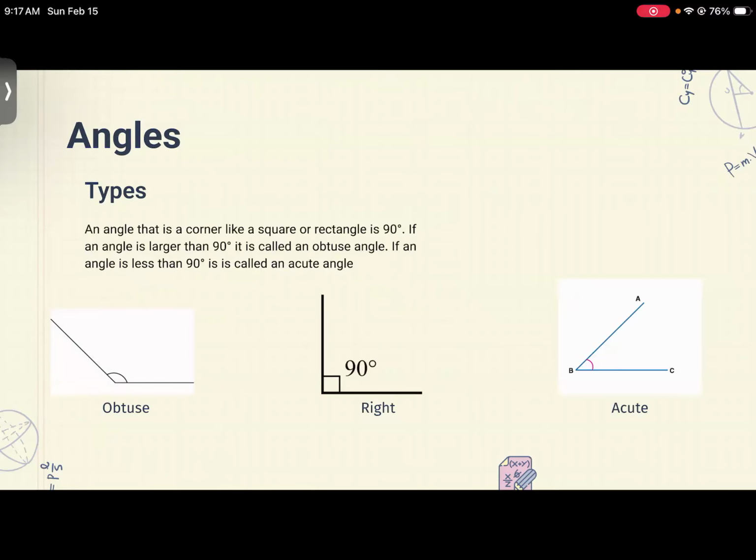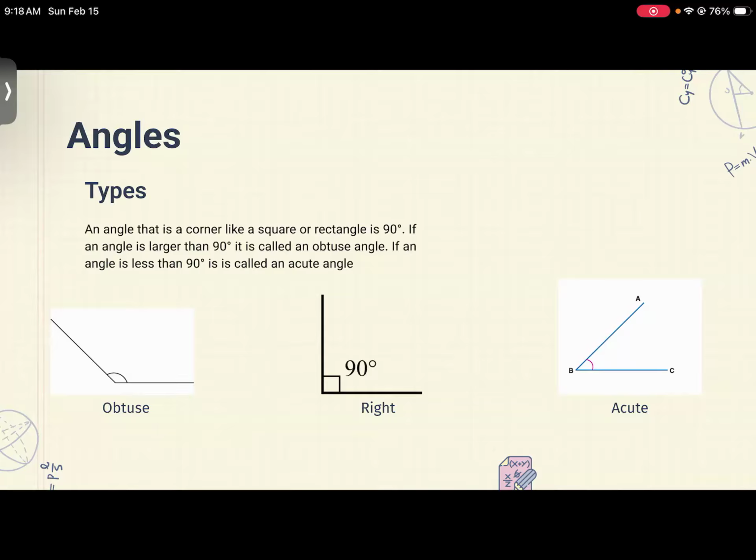And now the types of angles. An angle that is a corner, like a square or rectangle, is 90 degrees. If an angle is larger than 90 degrees, it is called an obtuse angle. And if it is less than 90 degrees, it is called an acute angle.